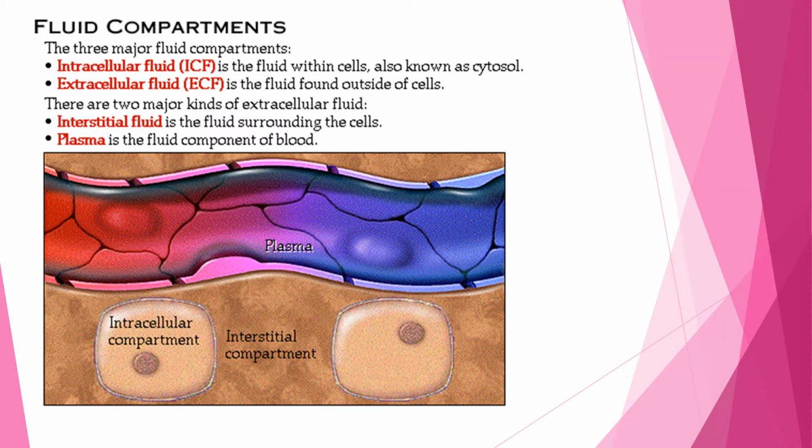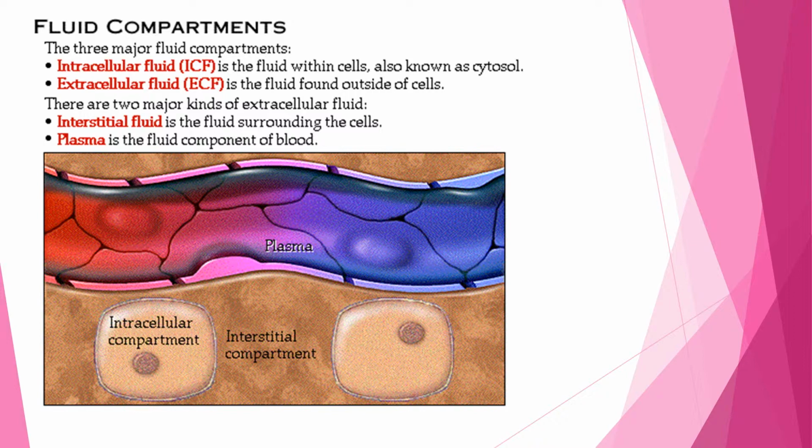So let's recap the fluid compartments. They consist of the intracellular fluid, fluid within the cells, also known as cytosol, extracellular fluid, fluid found outside the cells, consisting mainly of interstitial fluid, fluid surrounding the cells and plasma, and fluid component of blood.